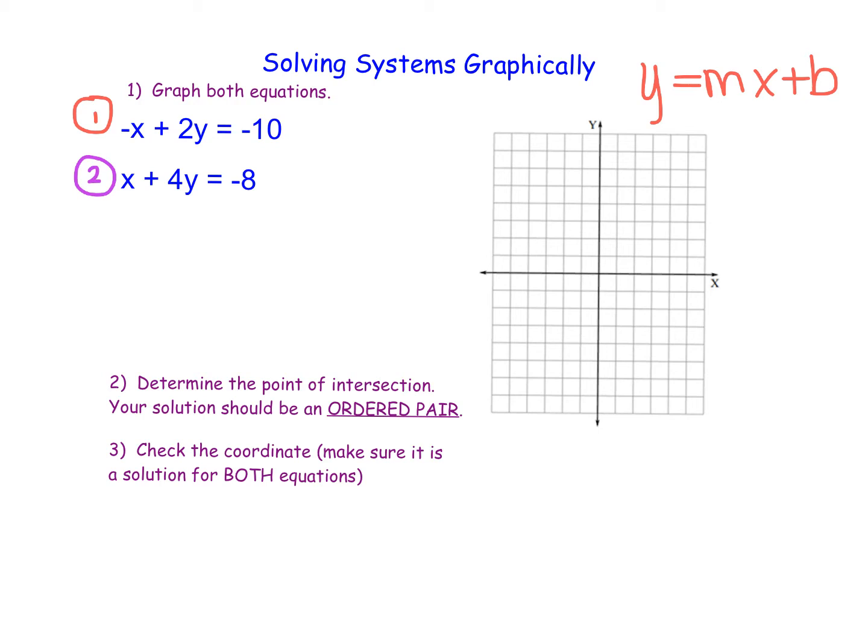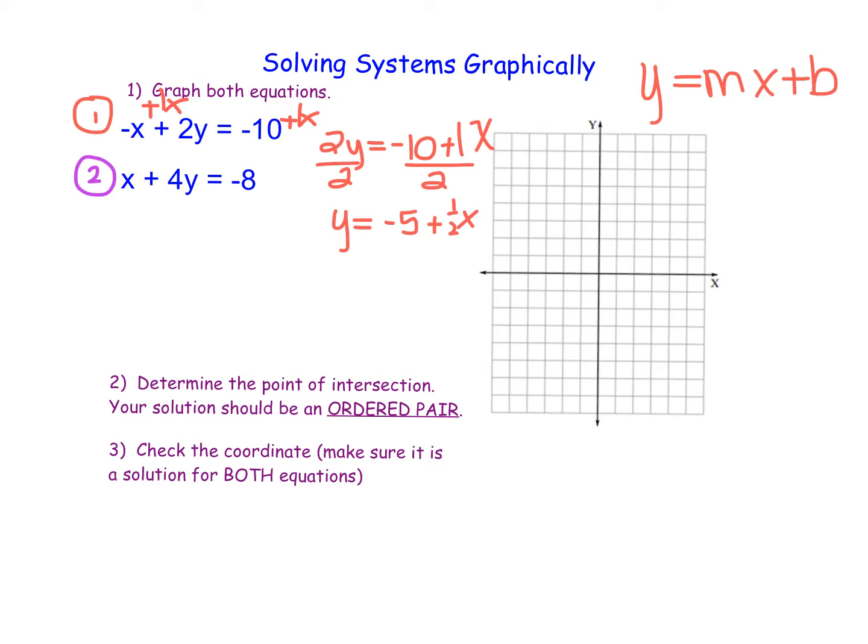So I'm going to start by rewriting both of these equations into y equals mx plus b form, where y is alone. I start by adding x to each side, or 1x. So I then have 2y is equal to negative 10 plus 1x. And then from here, to get y alone, I divide both sides by 2. So I end up with y is equal to negative 5 plus 1/2 x. And then I'm going to graph this on my coordinate plane.